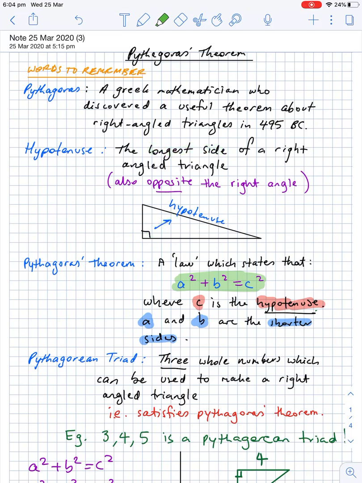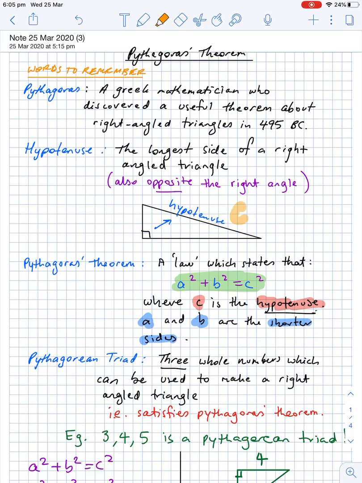Okay, so next up, what was Pythagoras' interesting or useful theorem? Well, it's this one right here: a squared plus b squared equals c squared. That's what the law states, where c is the hypotenuse and the a and the b are the shorter sides. So that's how you know what he means by a, b, and c. They're just sides relating to a triangle.